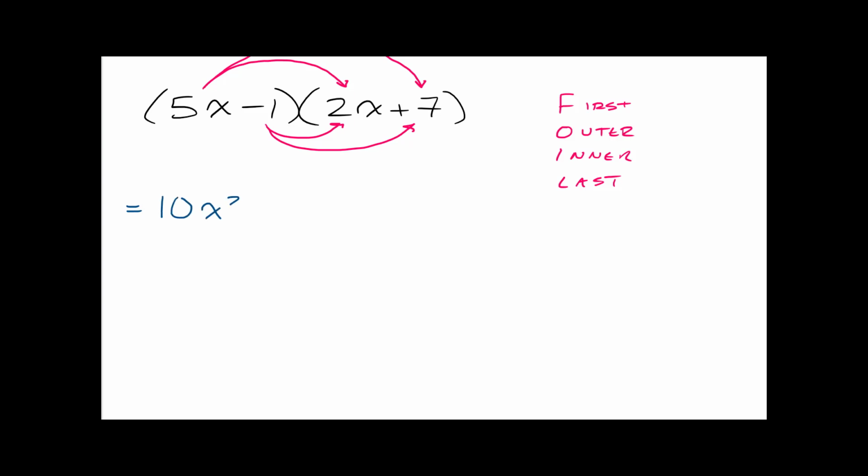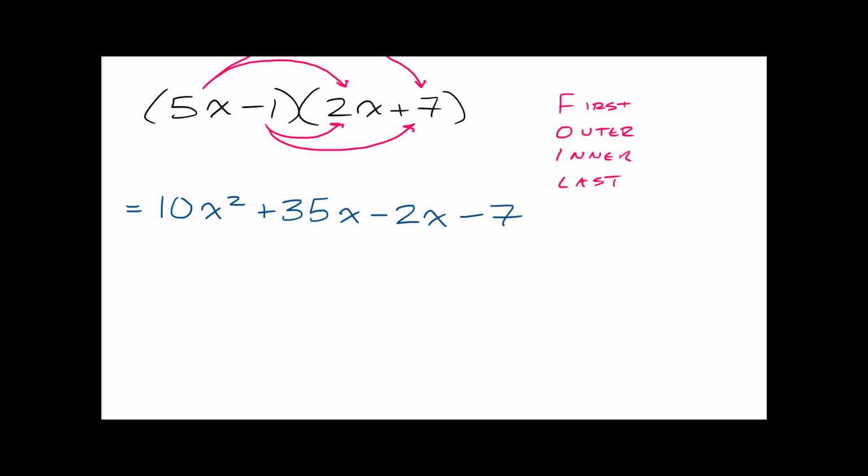X times x is x squared. Then the outer terms, 5x times 7: 5 times 7 is 35, and x. The inner terms, negative 1 times 2x: negative 1 times 2 is negative 2, and multiplied by the x. And then the last terms, the negative 1 and the 7. So negative 1 times 7 is negative 7.